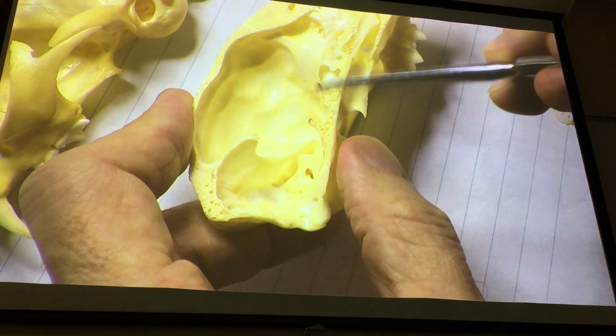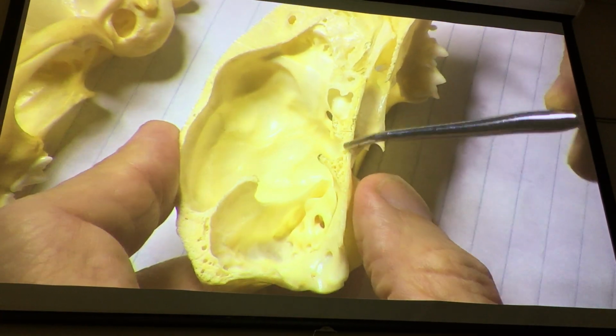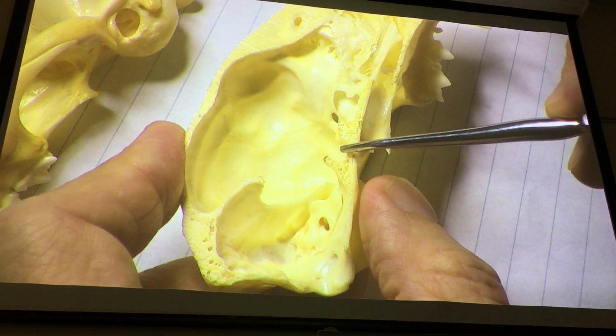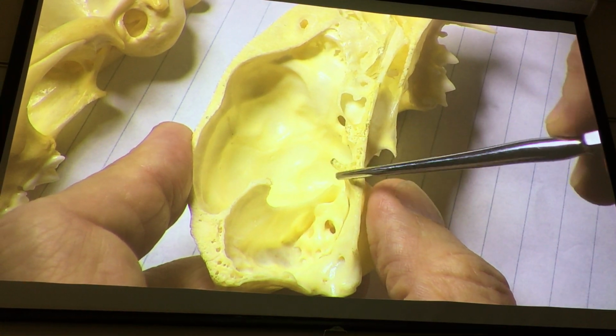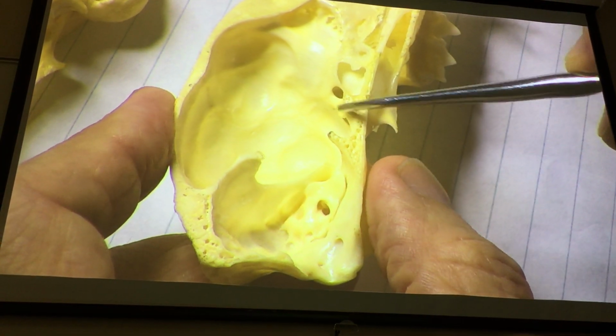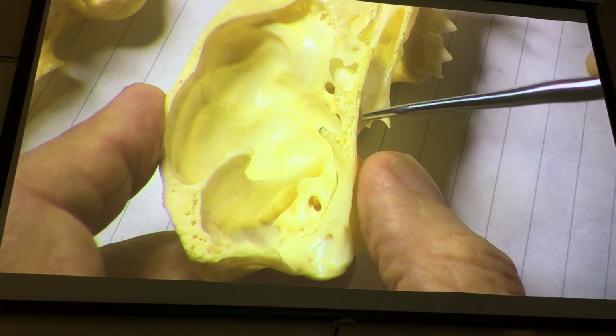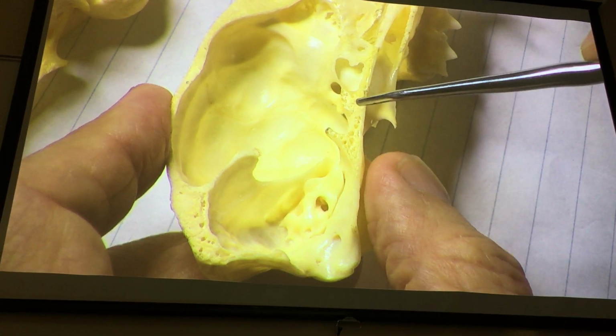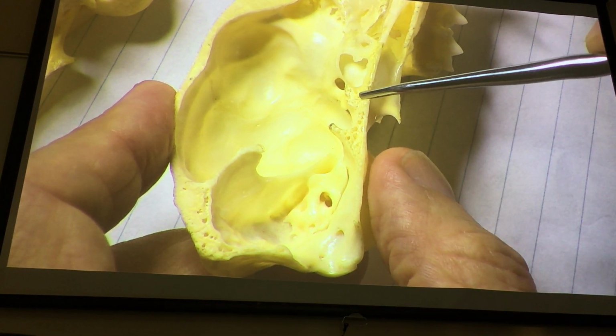All right, now this one shows it nicely. This is basisphenoid. Here we have what looks like a saddle shape. There's the back of the saddle. There's where the little guy's butt would go. There's the pommel. This part of the basisphenoid is called sella turcica, which means the Turkish saddle.